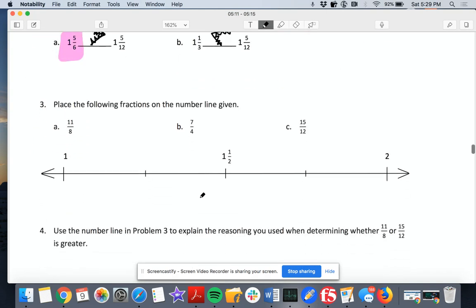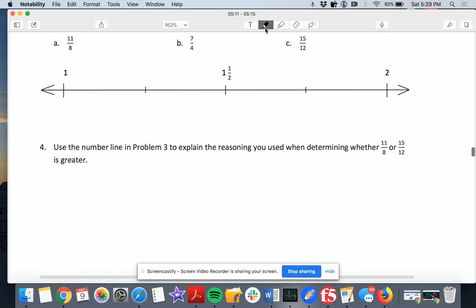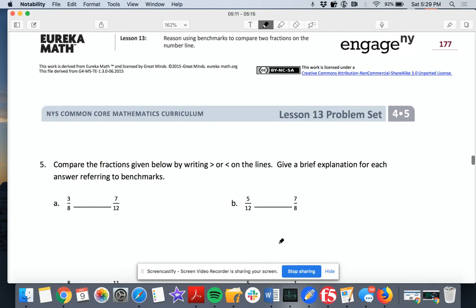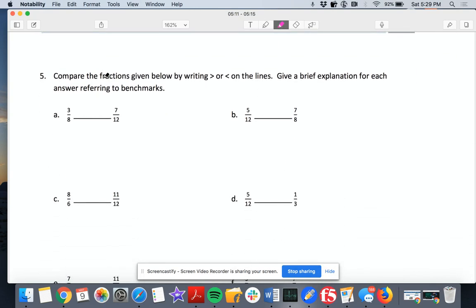I want you guys to try 3 on your own. Compare 11/8 to 15/12. I'm sorry. Is it greater than, is it less than, or is it equal to? And then let's do a couple problems in 5 together. So all we're doing is comparing the fractions below, giving greater than, less than, or equal to on the line.